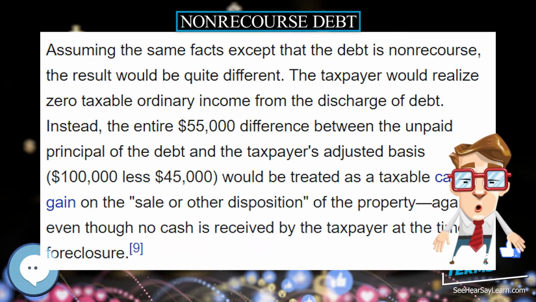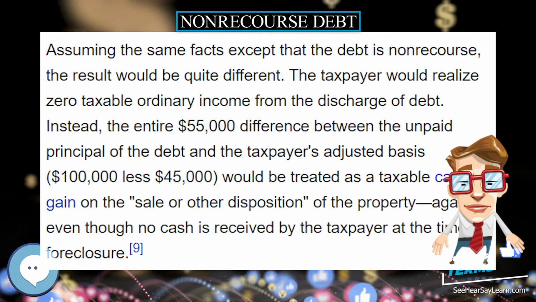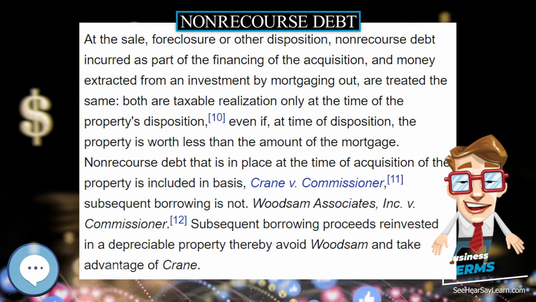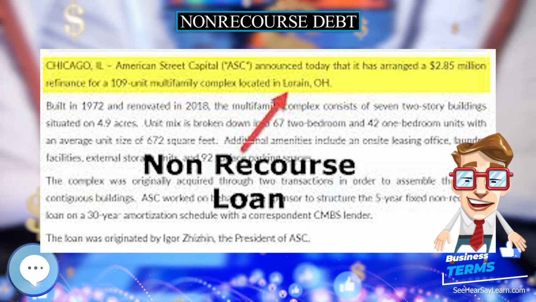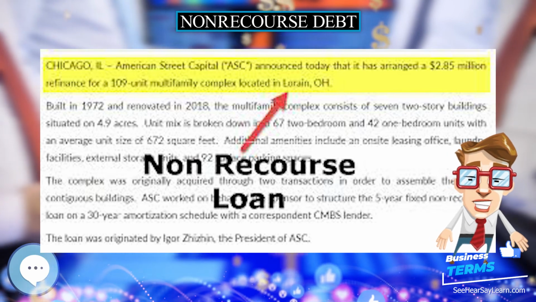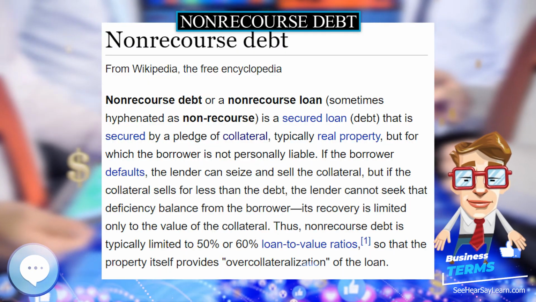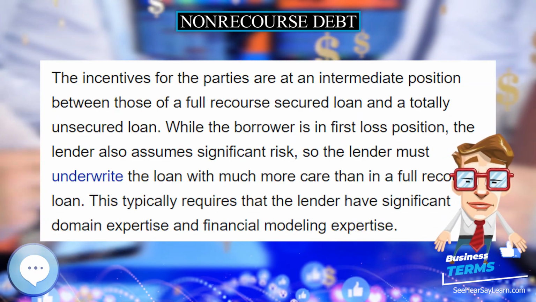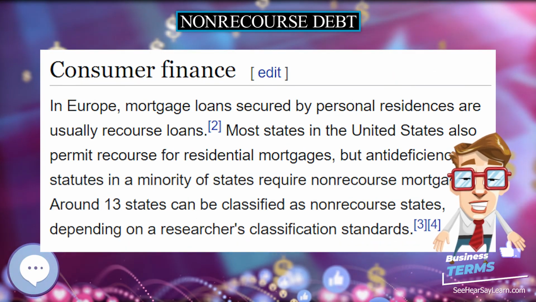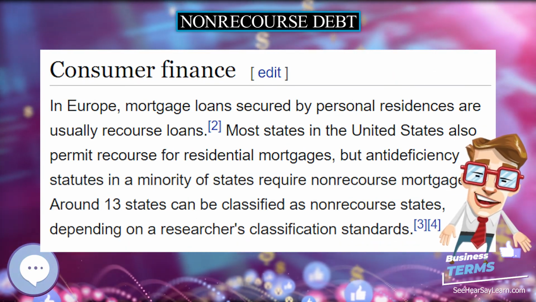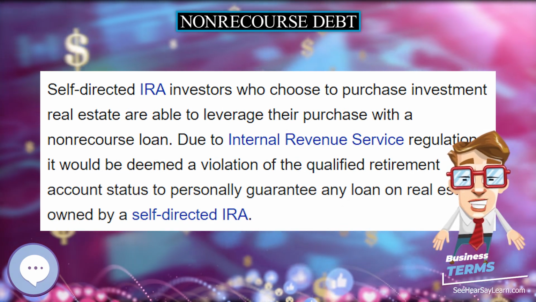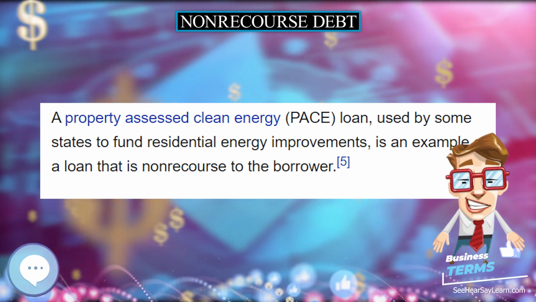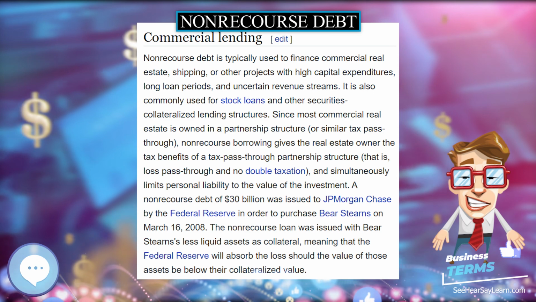At the sale, foreclosure or other disposition, non-recourse debt incurred as part of the financing of the acquisition, and money extracted from an investment by mortgaging out, are treated the same. Both are taxable realization only at the time of the property's disposition, even if, at time of disposition, the property is worth less than the amount of the mortgage. Non-recourse debt that is in place at the time of acquisition of the property is included in basis, Crane v. Commissioner. Subsequent borrowing is not. Woodson Associates Incorporated v. Commissioner. Subsequent borrowing proceeds can be reinvested in a depreciable property, thereby avoiding Woodson and taking advantage of Crane.